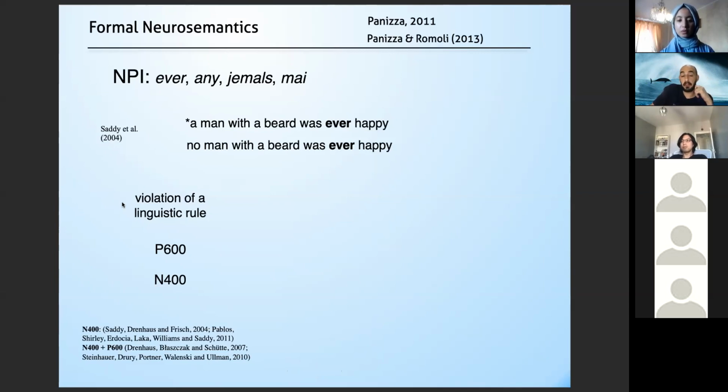So since they violate the grammar, we would expect they give rise to a P600 effect, but they actually give rise to an N400 effect as well. Actually, in this experiment, they only found N400, and in this experiment, they found a biphasic pattern of N400 and P600. So the question is, why is this the case?